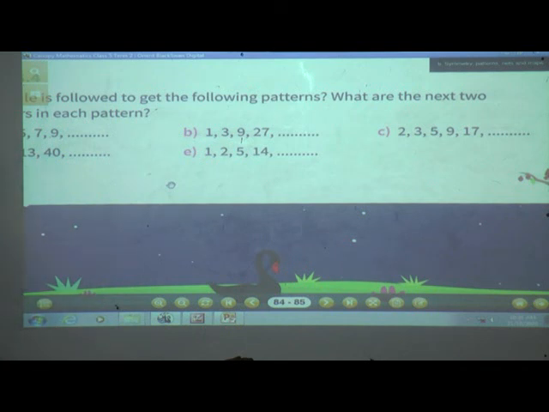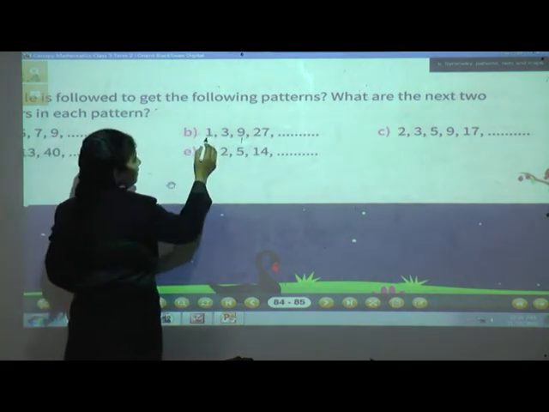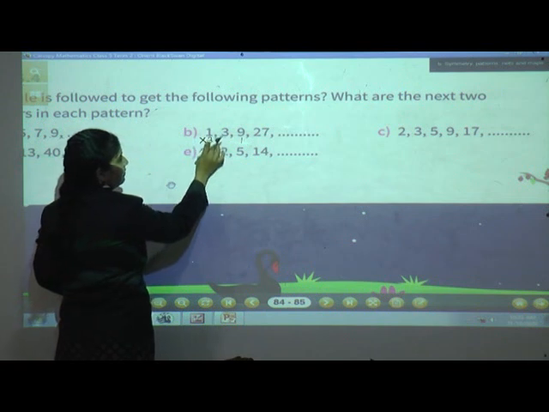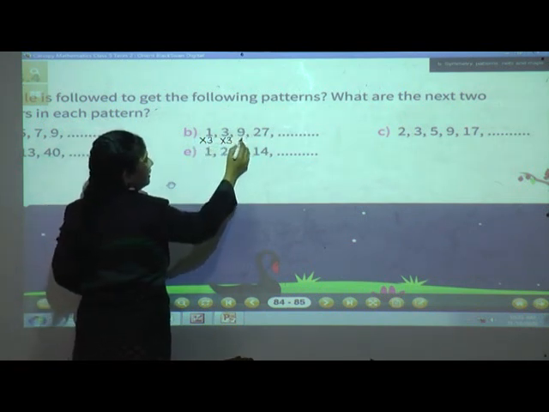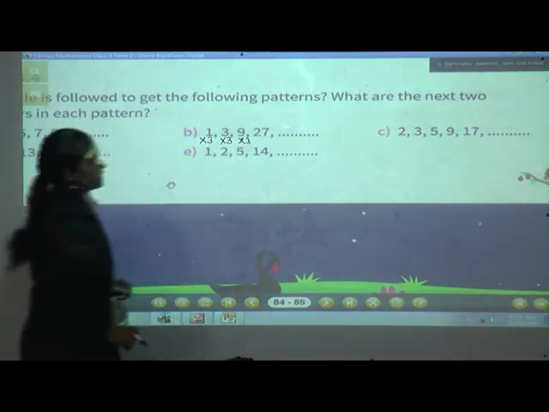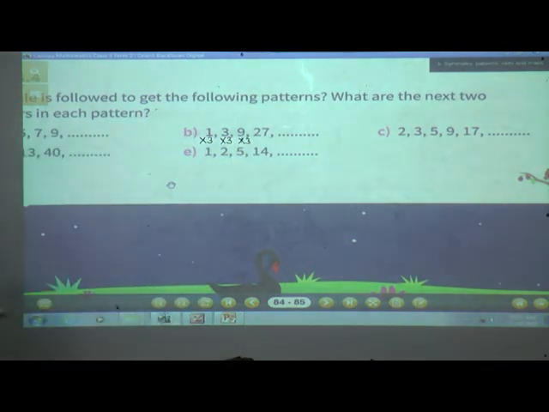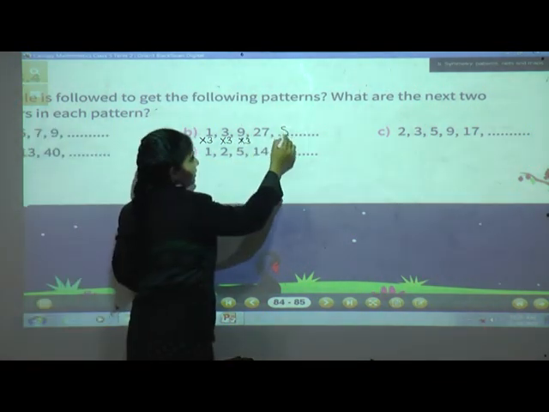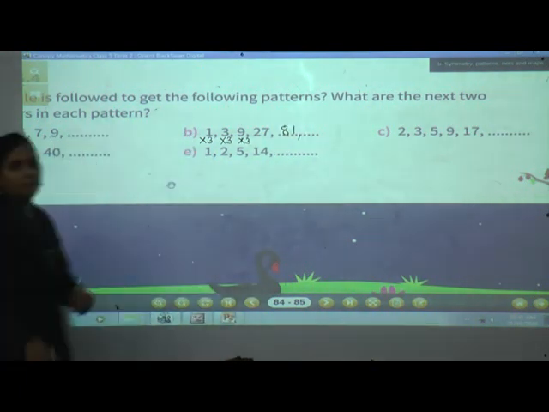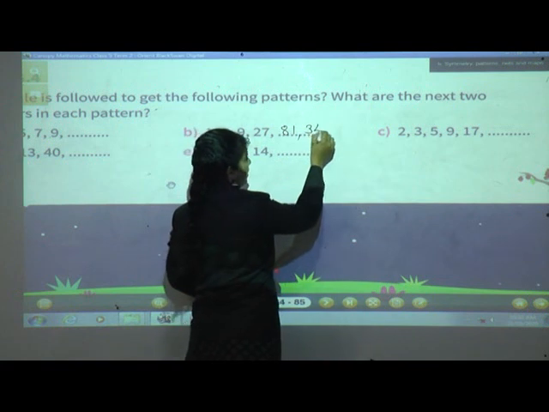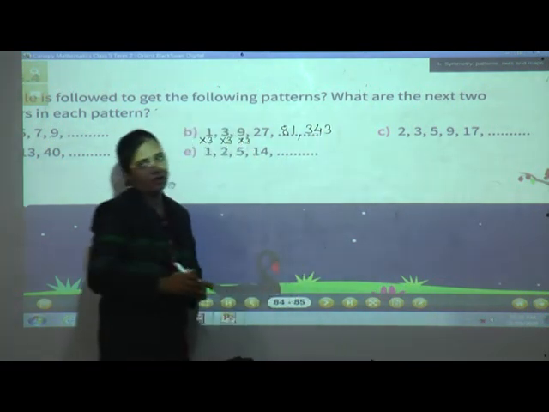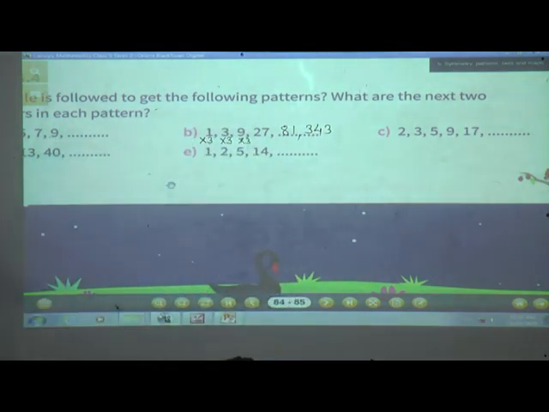Students, here they have multiplied the number by 3. 1 multiplied by 3, 3. 3 multiplied by 3, 9. 9 multiplied by 3, 27. Now multiply 27 by 3, 81 will come, and again multiply 81 by 3, 243 will come. So students, in this way you can solve the patterns. Now C1. So think about the pattern.